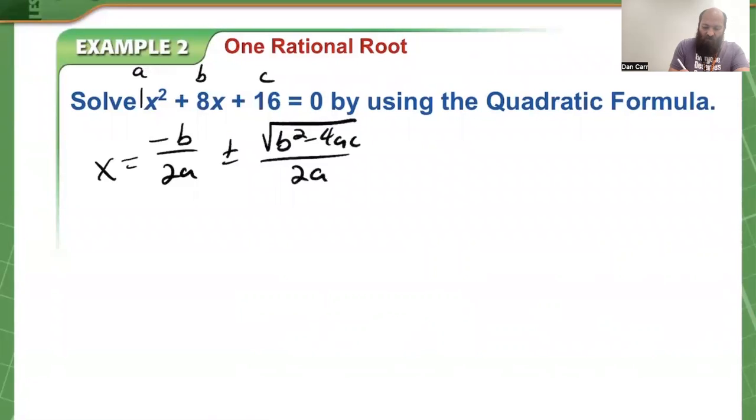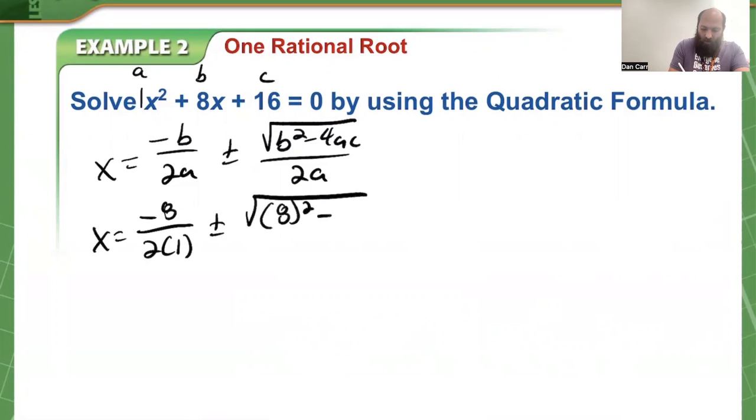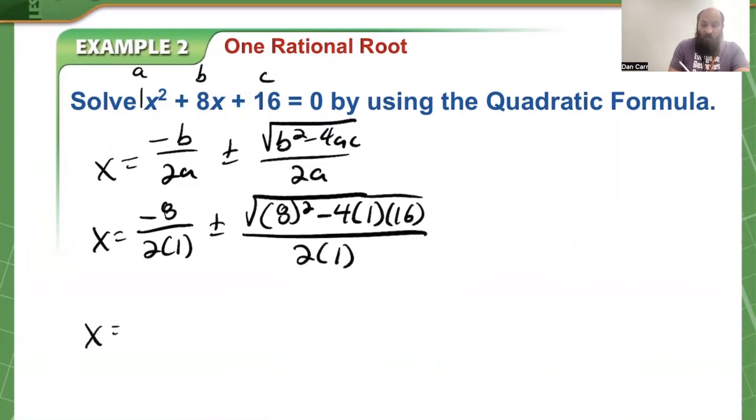But it's still the same process overall. Okay, so x equals negative b, so it'll be negative 8 divided by 2 times 1, plus or minus, we got b squared, so it'll be 8 squared minus 4 times 1 times 16, all over 2 times 1. Doing it this way is, in my opinion, a little bit nicer because then I can simplify negative 8 over 2. That's okay, and that keeps everything separated.